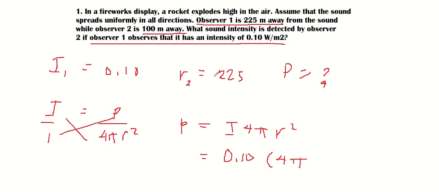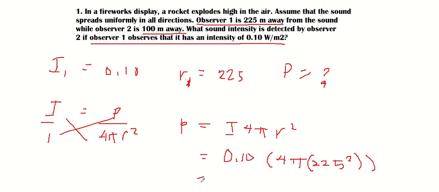Wait. Nope. R sub 1 ito. R sub 1. But R sub 2 sinulat ko. Sorry. So, observer 1 natin, ang distance niya is 225. Nalito ako sa sarili kong ginawa. 225. So, raise natin sa 2 ito. Ayan. Ito lang.